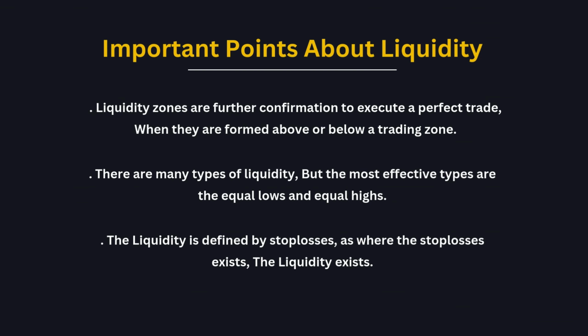Here are some important points about liquidity. Liquidity zones are further confirmations to execute a perfect trade when formed above or below a trading zone. There are many types of liquidity in the market, but we mainly focus on equal lows and equal highs, as they are most effective. The liquidity is mainly defined by stop losses, as where the stop losses of traders exist, the liquidity also exists.